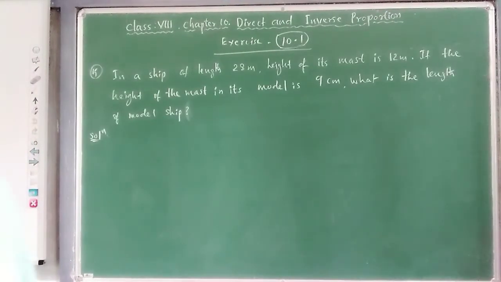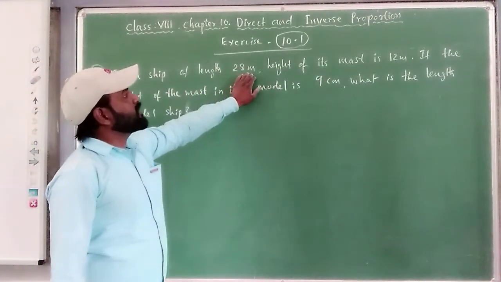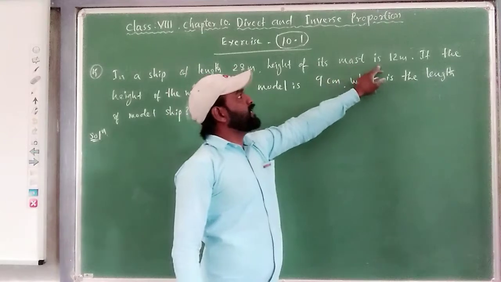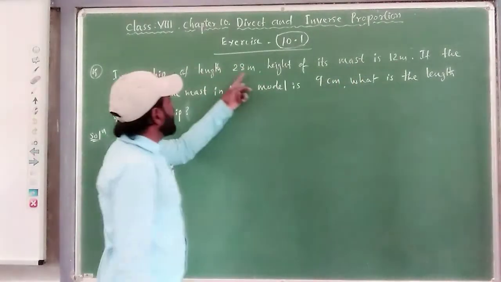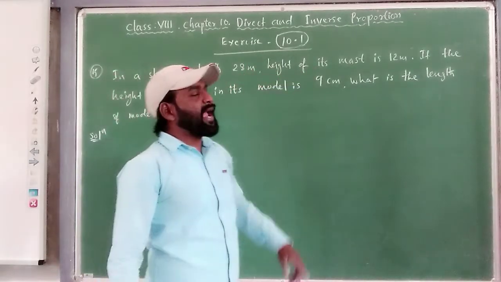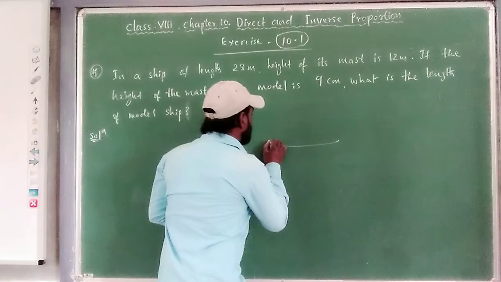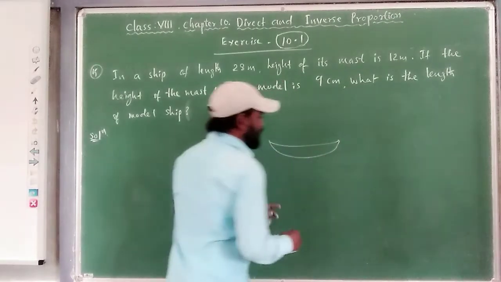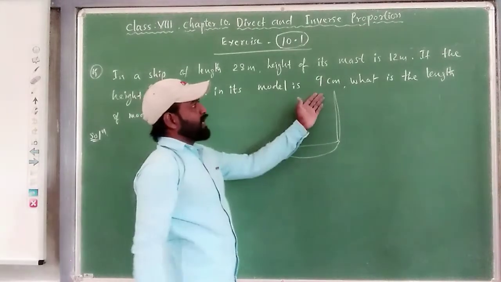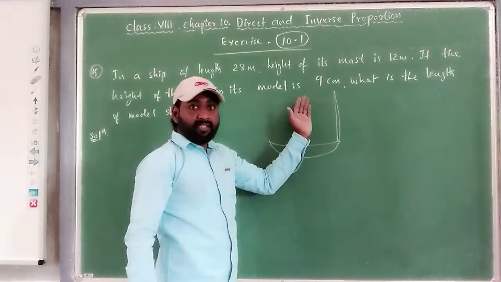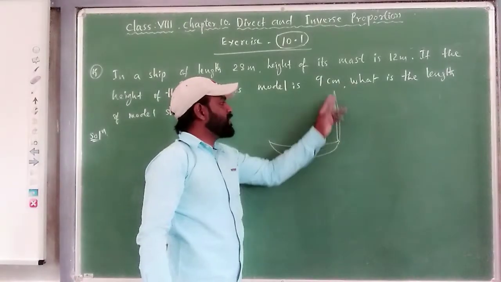See question number 5. In a ship of length 28 meters, height of its mast is 12 meters. Mast means what? See, the ship is like this, suppose. Its mast means it will be like this. Where a cloth will be tied, that cloth will show the direction of the wind. So that is called the mast of the ship.